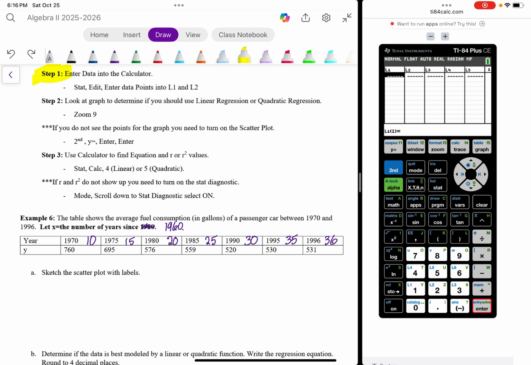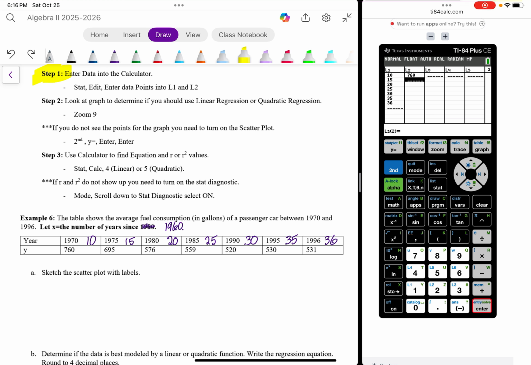Okay, so now we're going to enter those. So the numbers that we just wrote down, those are going to go into our list 1. So we have 10, 15, 20, 25, 30, 35, and 36. And you want to make sure you're checking these numbers, because if you get one of them wrong, it's going to affect your equations, which will affect a lot of your answers. So make sure you are double checking them as you type them in.